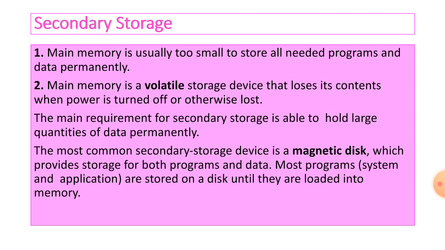Secondary storage. Main memory is usually too small to store all needed programs and data permanently. Main memory is a volatile storage device that loses its content when the power is turned off or otherwise lost. The main requirement for secondary storage is to be able to hold large quantities of data permanently. The most common secondary storage device is the magnetic disk, which provides storage for both programs and data. Most programs are stored on disk until they are loaded into memory.